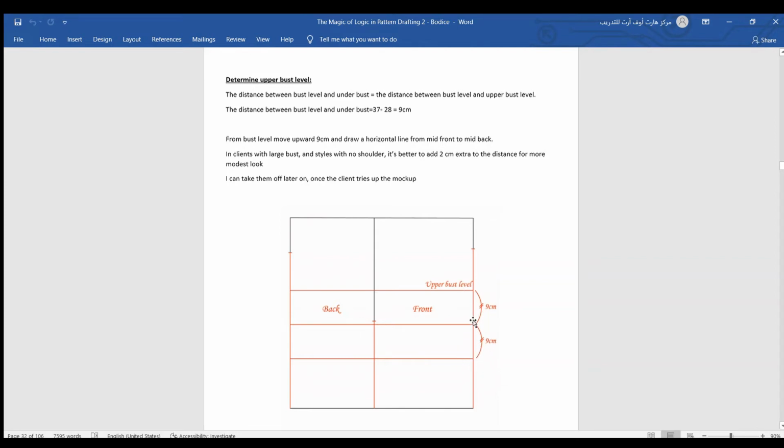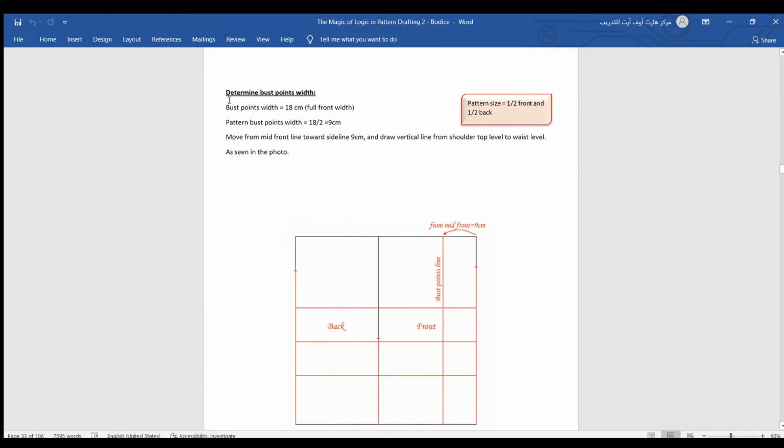So I measure the distance between the bust level and the underbust level, which is 9 centimeters. You can measure this on the pattern paper, or subtract it: 37 minus 28 is 9 centimeters. I like to add an extra centimeter, or actually 2 centimeters if the lady is full busted, so the range is from 1 to 2 centimeters. Then I will draw a line that represents the upper bust level.